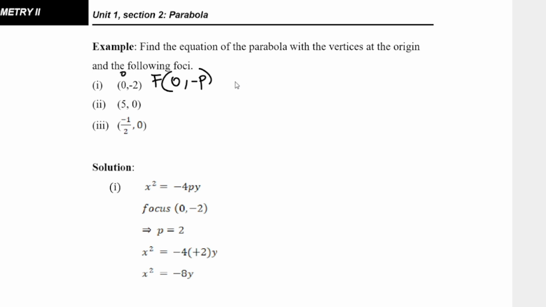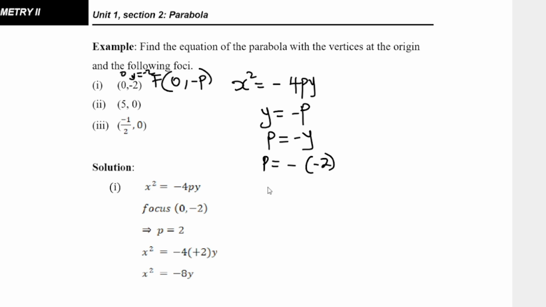And for that matter, our equation is x squared is equal to negative 4py. If that is the case, it means that our y is equal to negative p. So if y is equal to negative p, then p is equal to negative y. From the focus, y is equal to -2. So therefore, our p is equal to negative into bracket -2, and p is equal to +2. So that's how we came about this.